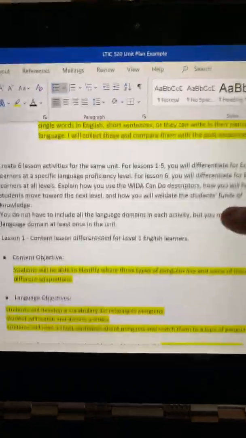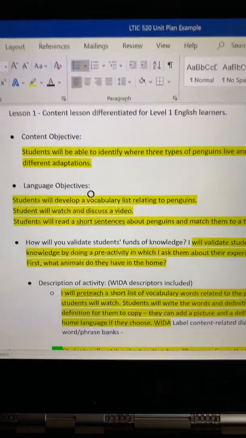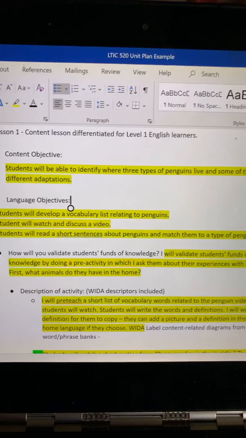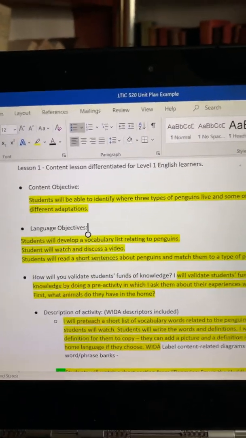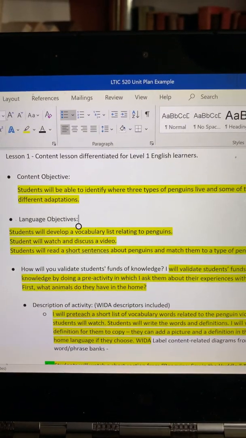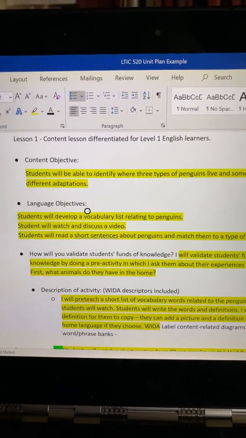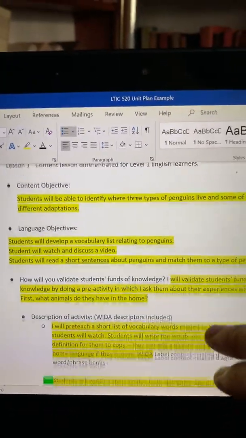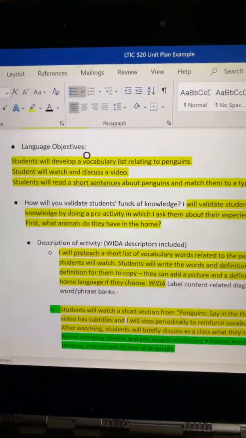So going down to the second part, you can see I have a content objective. Sometimes you can have more than one content objective, that's fine. So this objective is: students will be able to identify the types of penguins and their adaptation. Now the language objective is not different from the content objective. It is just specifying what language students need to produce to achieve the content objective. So in this case, for identifying, they'll be developing vocabulary, they'll be watching a video, discussing a video, and they will be reading some short sentences and matching them. So those are what will be happening in the language objectives.